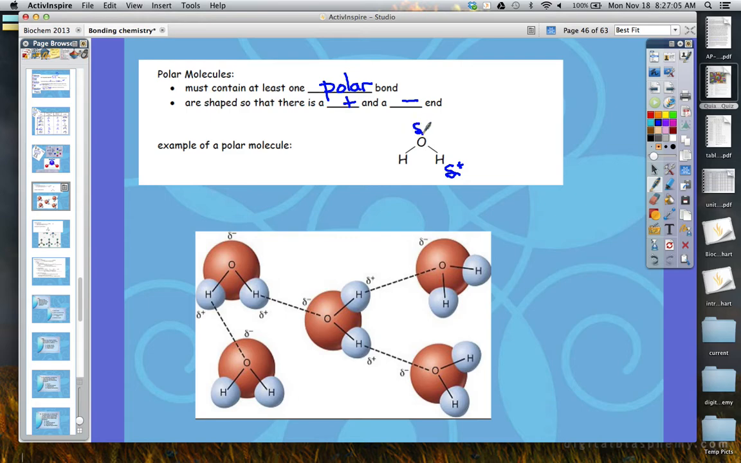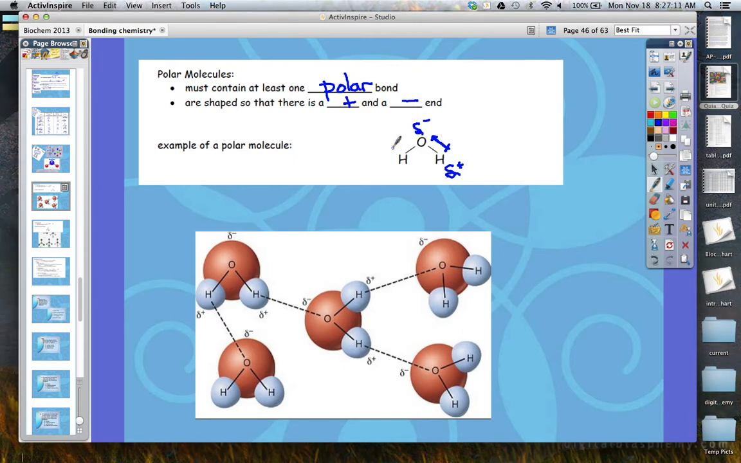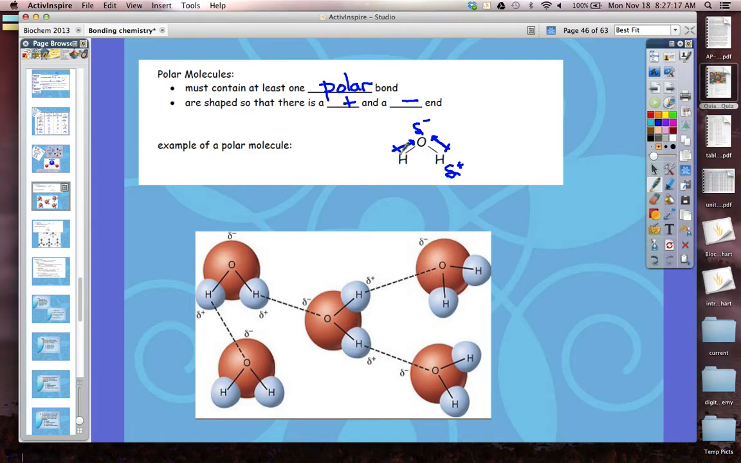This is slightly negative up here. So we would draw it with a plus sign and then an arrow toward the negative, and then a plus sign and an arrow toward the negative. So that's how you draw on the actual molecule so that you can see that it's polar.